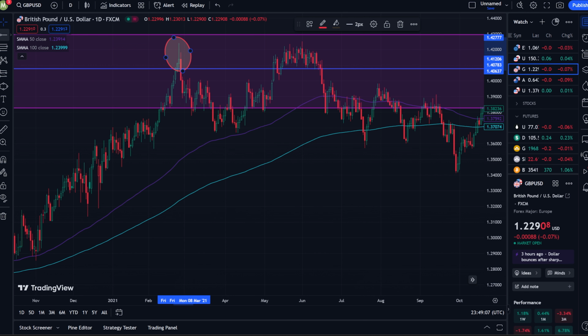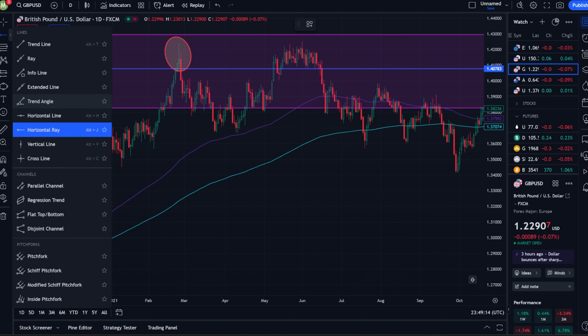I'm going to highlight something to show you guys the power of dropping down to smaller time frames just to get a bit more of an accurate entry. So this is 1.40774. So that would have been the entry.